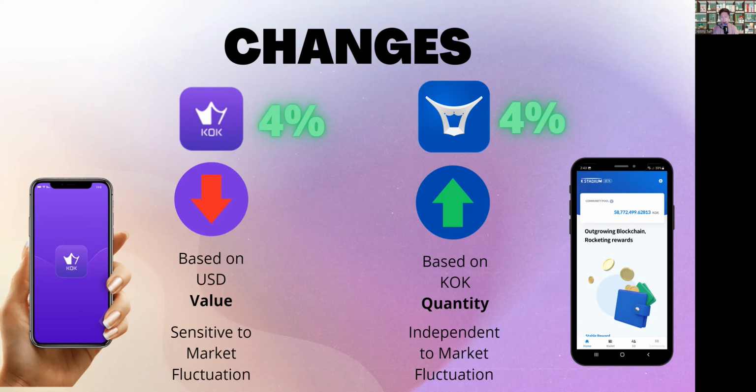Whereas in K-Stadium, the 4% value, or the monthly invested interest value that you will get back as a reward, is independent of market fluctuations because the calculation is based on the KOK quantity and you receive the rewards as KOK. So it really doesn't matter what the value is in the market. Based on what you have invested in the beginning, that will always stay true. So this is why perhaps the investment opportunistic side of KOK in K-Stadium is far more exciting.